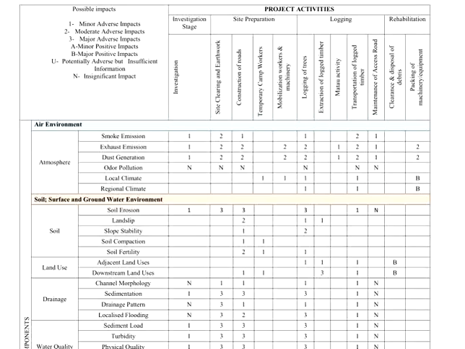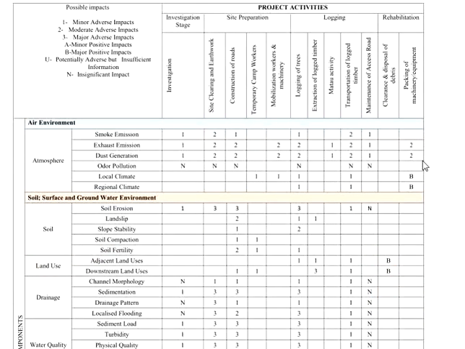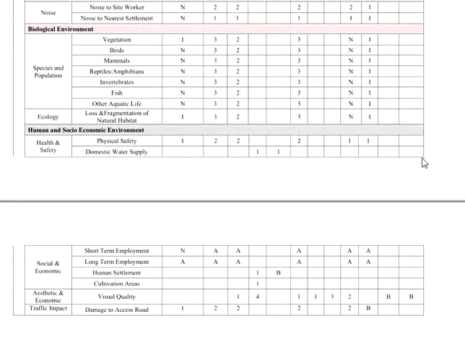Also, there are cases where the project activities bring positive impacts. For example, the rehabilitations after the logging works, such as clearing and disposal of debris, can bring positive impacts to the land use. It seems that the EIA matrix can be detailed enough to cover the social economics. Now, these project activities can bring benefit to the short-term and long-term employment.